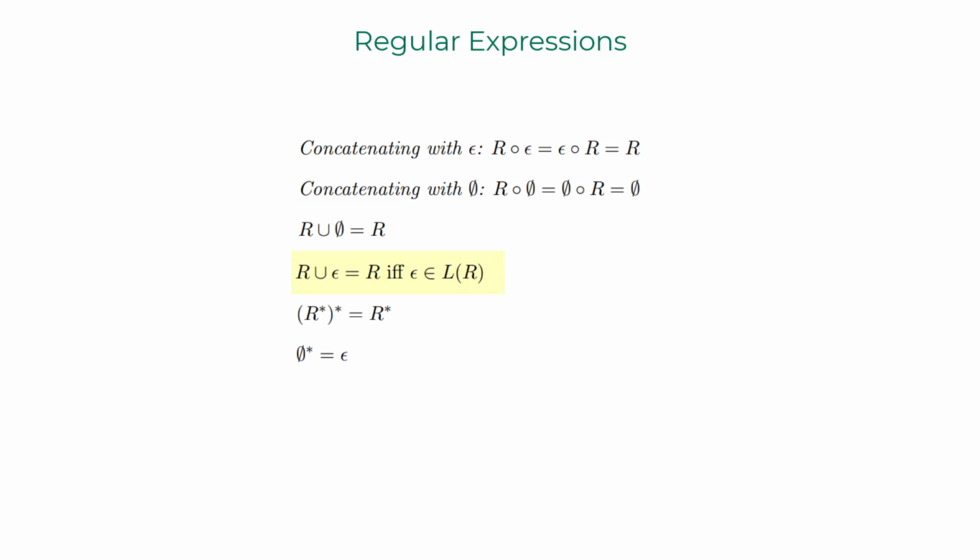All right, so this one is a little tricky. R union epsilon will be R if and only if R contains epsilon to begin with. Else, epsilon is a new element that's going to be introduced to the language represented by R. If you apply the star operation on a language twice, it doesn't matter. It's going to just give you the star on that original language. And finally, phi star is epsilon.